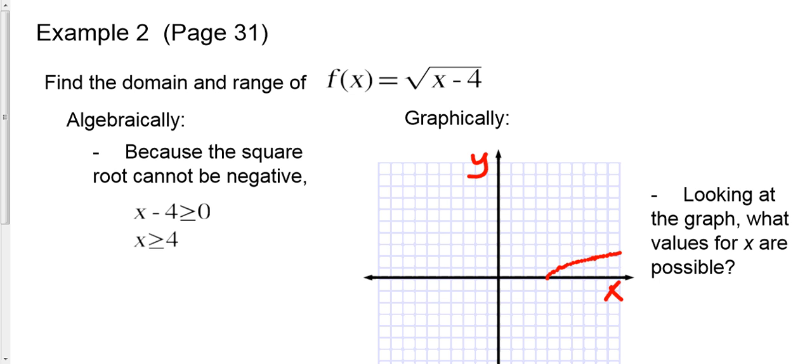It's hard to see because it's far away, right? But what is this point right here? 4, 0. Okay? So this point here is 4, 0. And x can be anything greater than or equal to that, right? So if I look at this graphically, I would say the domain is x is greater than or equal to 4. There we go.